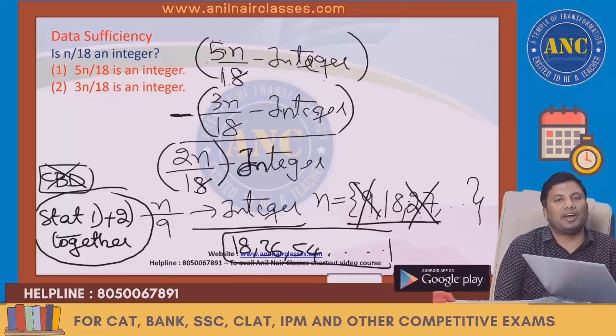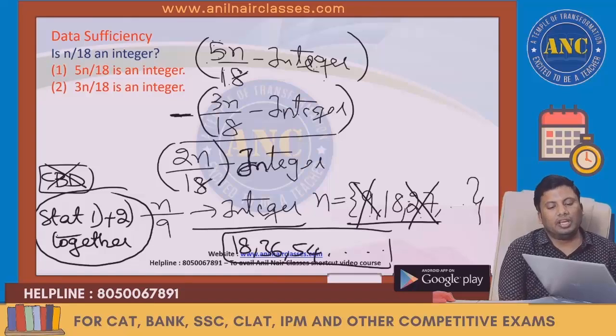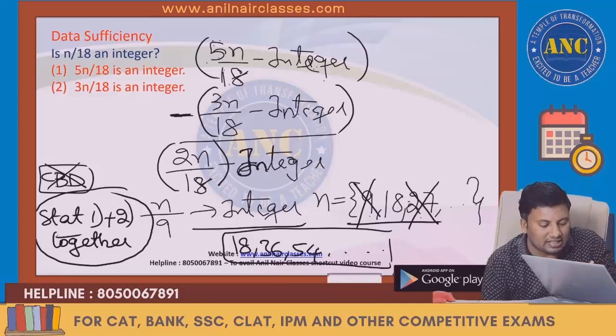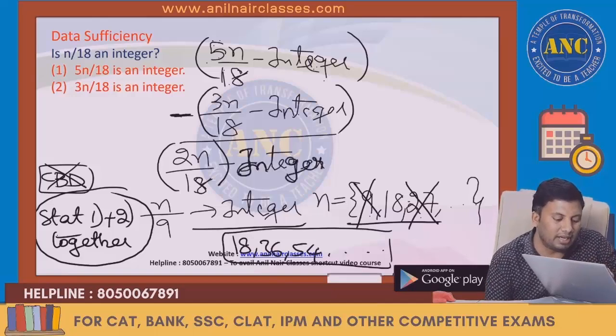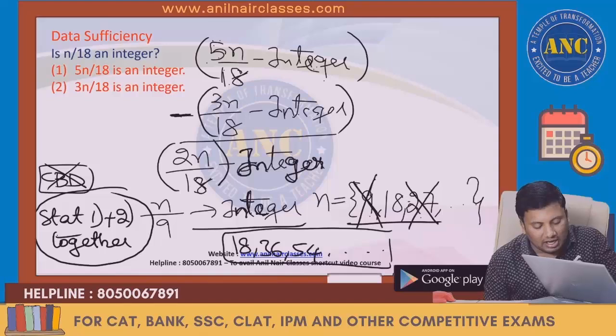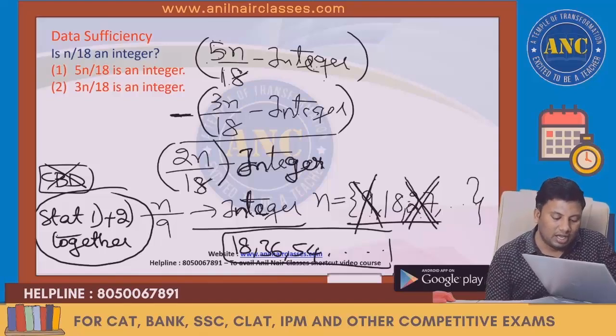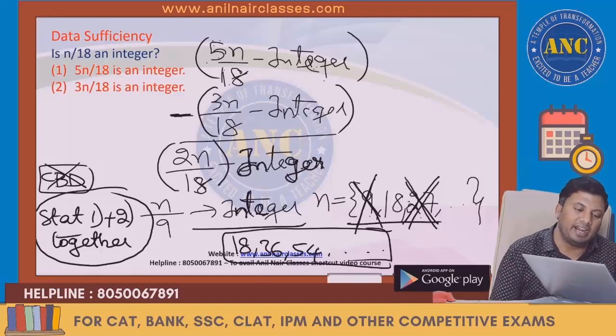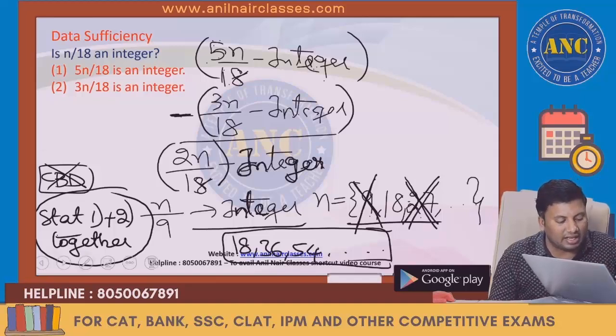Please write down. 5n by 18 is an integer. 3n by 18 is an integer. If I do subtraction, 2n by 18 is an integer. This is n by 9 is an integer, so n will be a multiple of 9. But an odd multiple of 9 divided by 18 is not an integer. Odd multiples are all cancelled out. Remaining are 18, 36, 54, which when divided by 18 give an integer. I hope the idea is clear. Kindly reply in the live chat if it is clear.